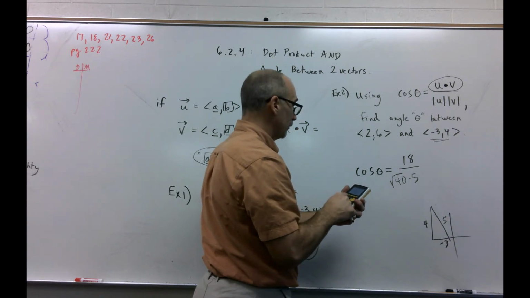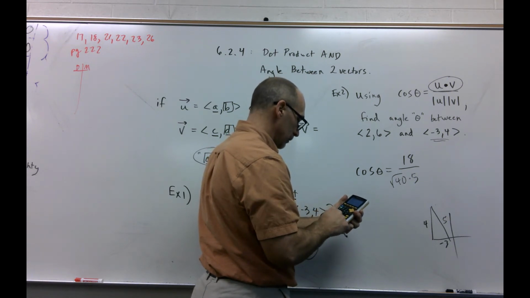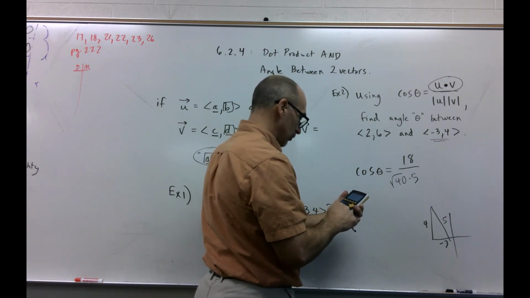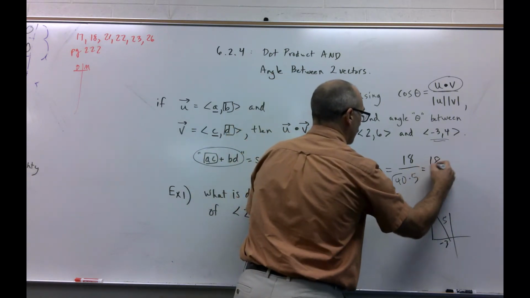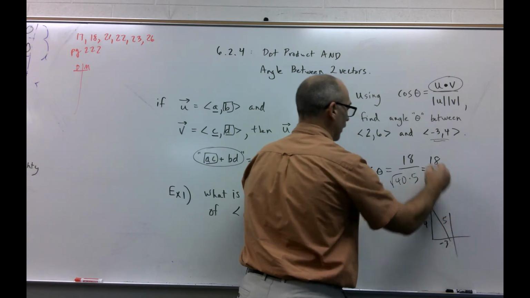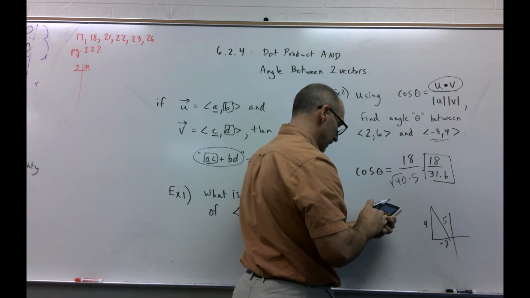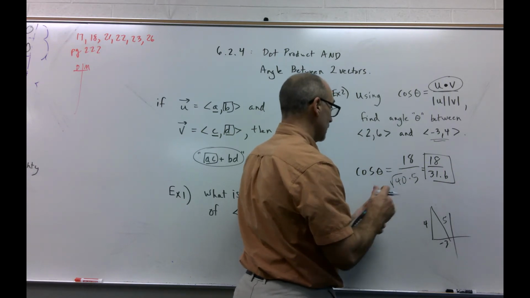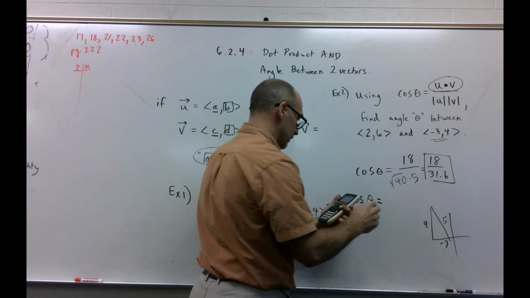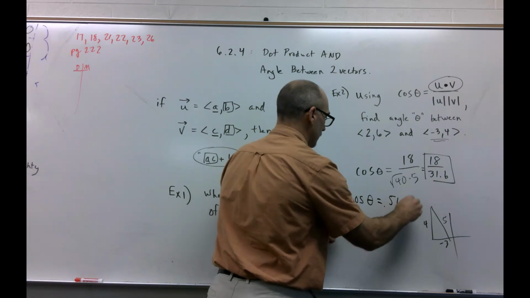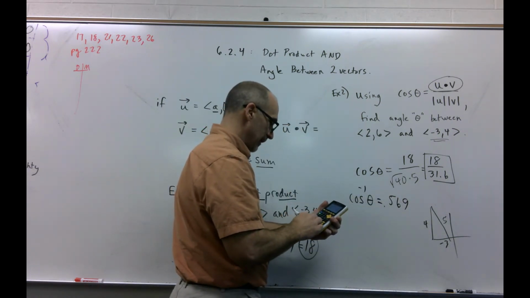And here we go. So the square root of 40 is 6.32 times 5, 31.6. We're going to round a little bit, 31.6. Now I'm going to figure out what this decimal is. I could have just typed that in my calculator. And now I'm going to go, I got cosine equals 0.569. Now I'm going to go second cosine, 0.569, hit enter.